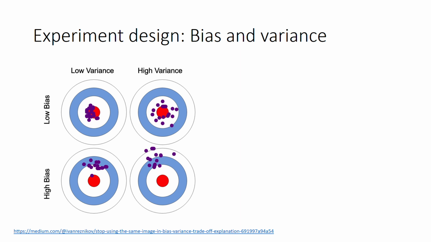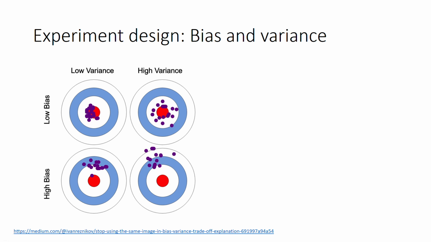When you do an experiment, you are trying to estimate the difference or some parameter of your distribution. In the example I gave you before of control and treatment, it was the difference between the two groups. There is a true difference. So let's say we would like to have experiments in which we have low bias and low variance. So let's say that my true difference is the center of this target. So this center is the true parameter.